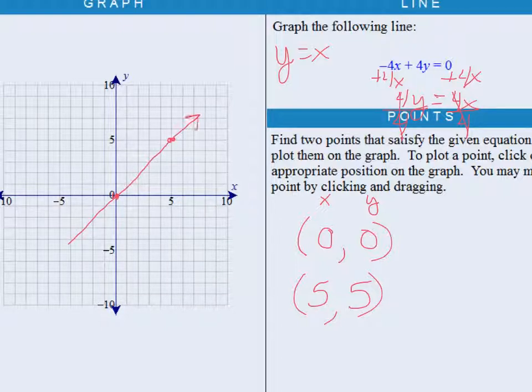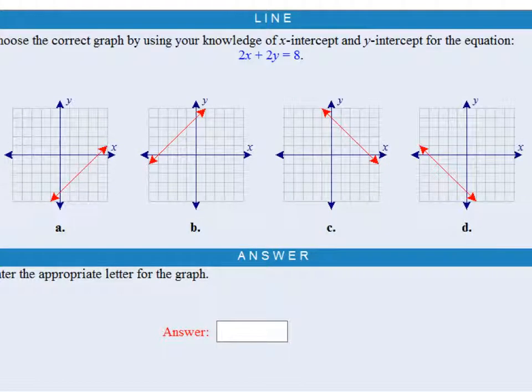and draw your line. So don't let that 0 freak you out. It actually kind of is easier. Okay, let's move on to something different.